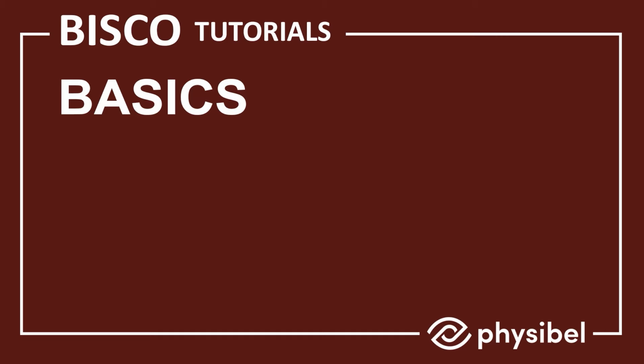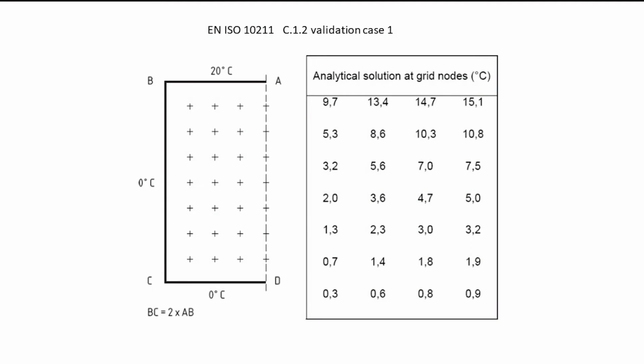In this first tutorial, you will learn a few basic tools and understand the interface of BISCO. For this first tutorial, we will use the simple 2D thermal problem outlined as a validation case in Annex C of the standard ISO 10211. We have a square with a dimension of 2.8 meters with a surface temperature of 20 degrees on top, and a surface temperature of 0 degrees on the other three sides.